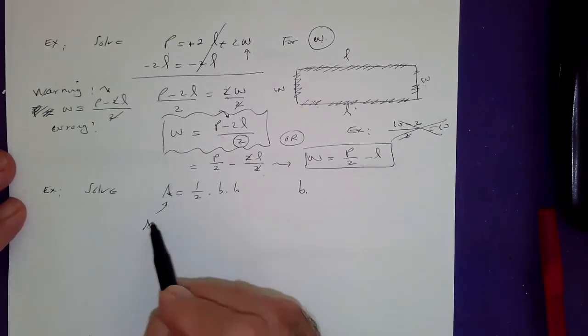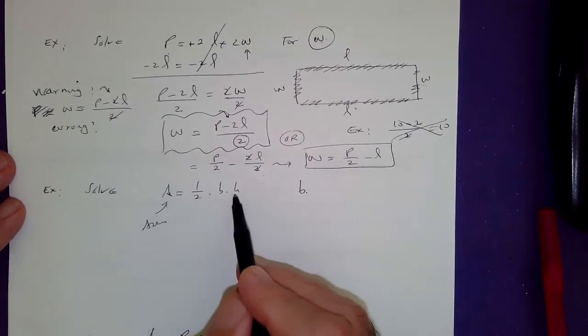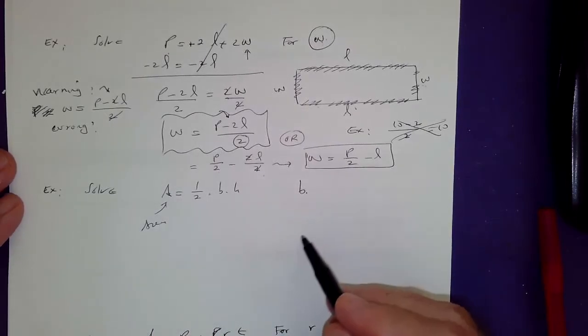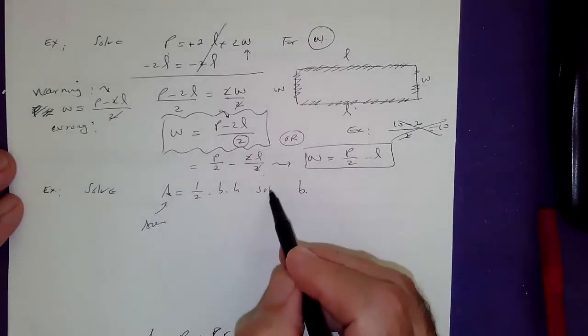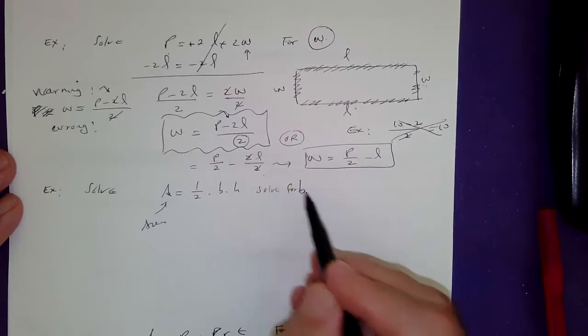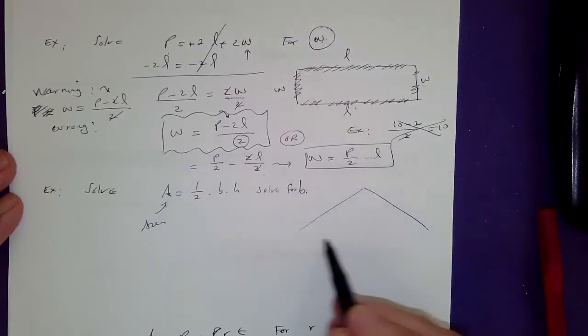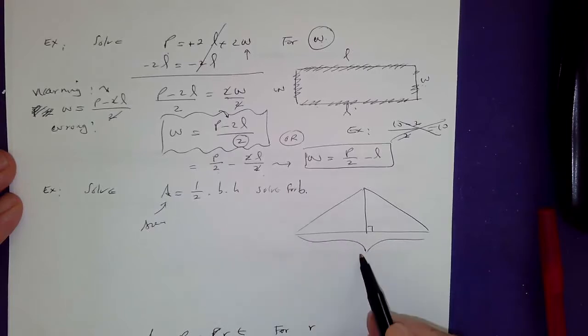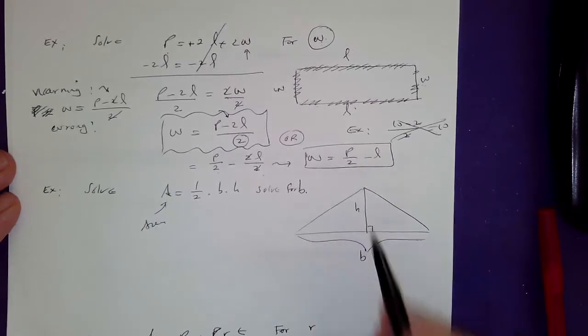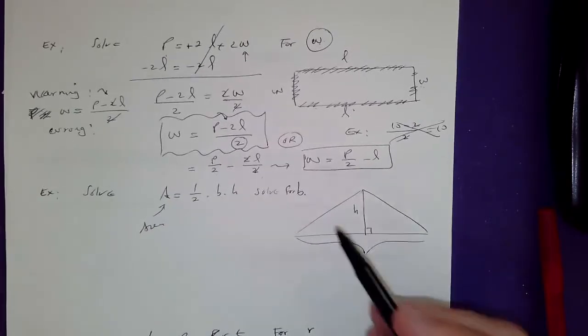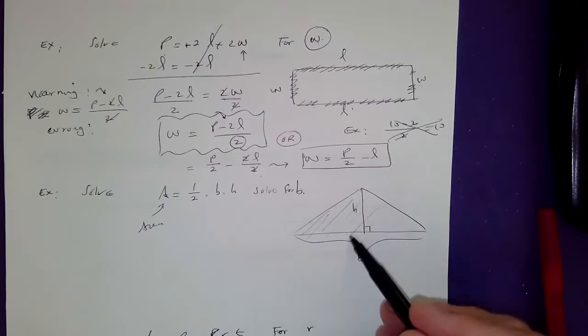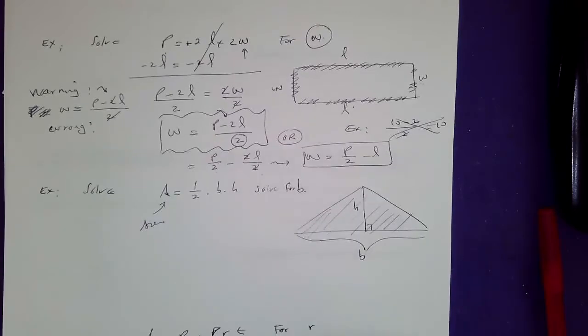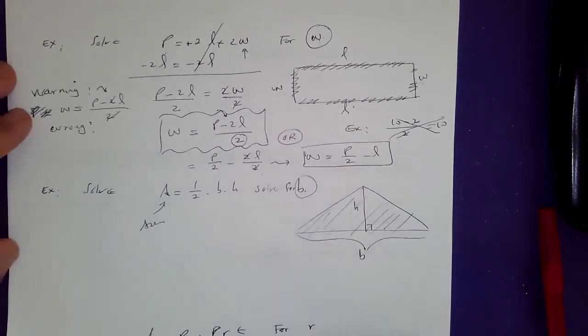This is also area equals half of base times height. As you can tell, this is solve for B. This is about a triangle, a three-sided shape. Here is the base, here is the height. Half of the base times height gives you the area of a triangle. So the question is, can you solve this equation for B?